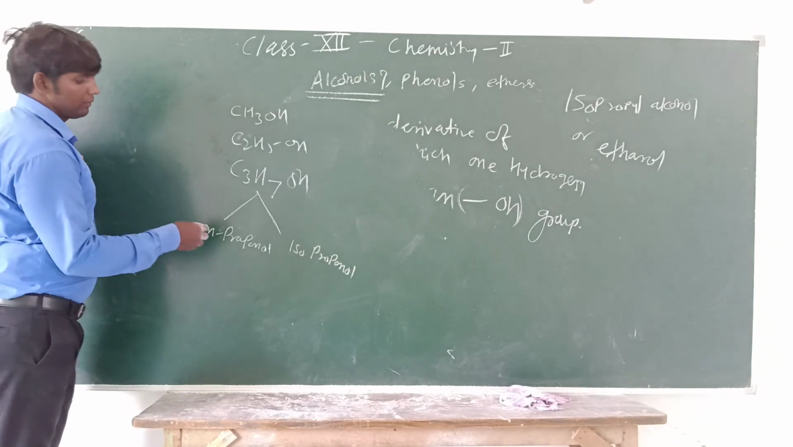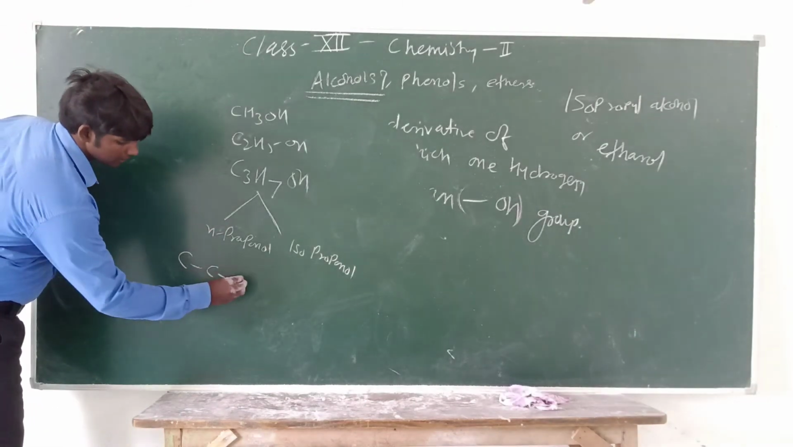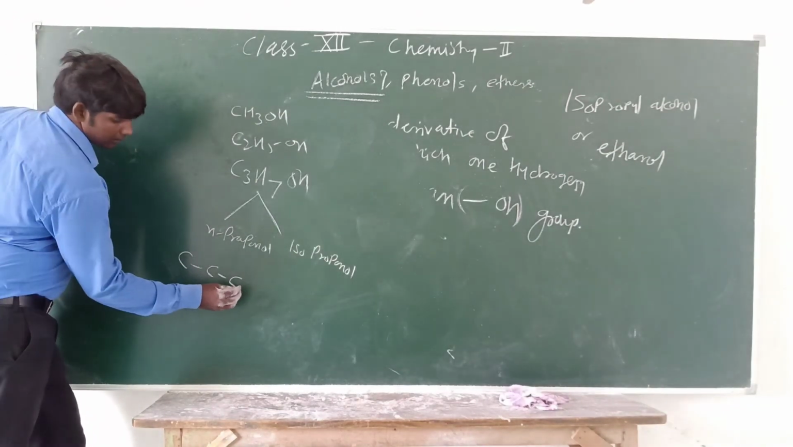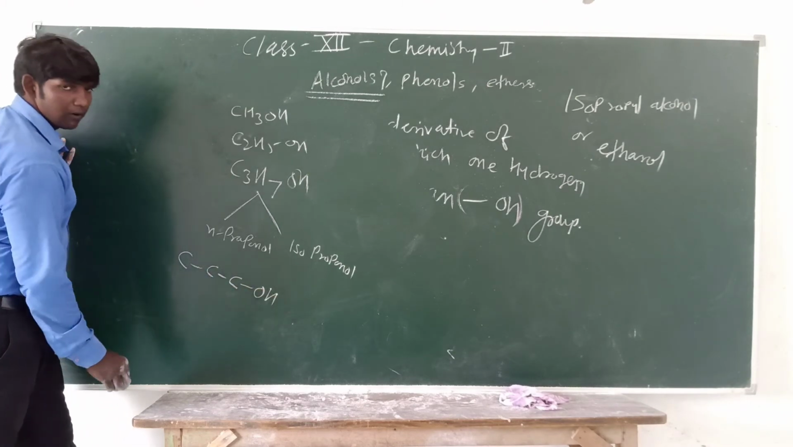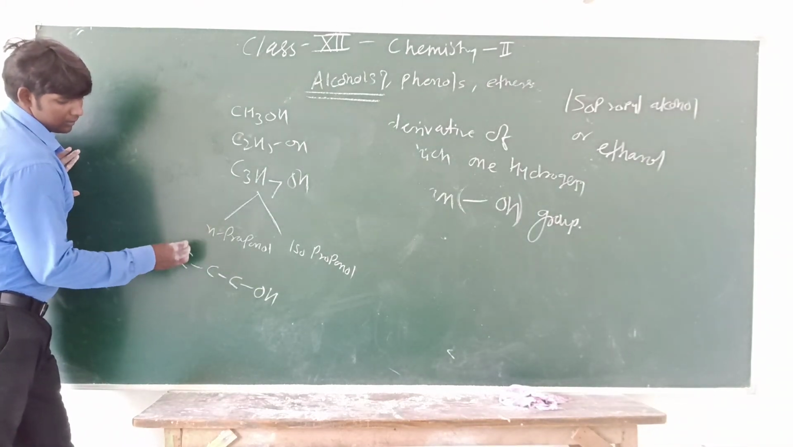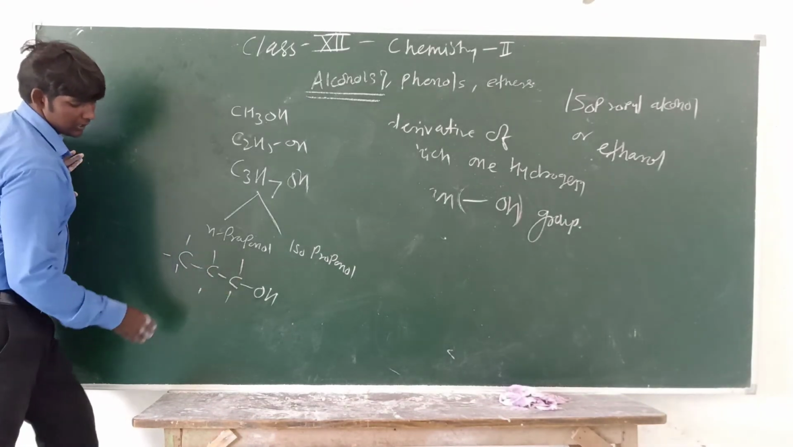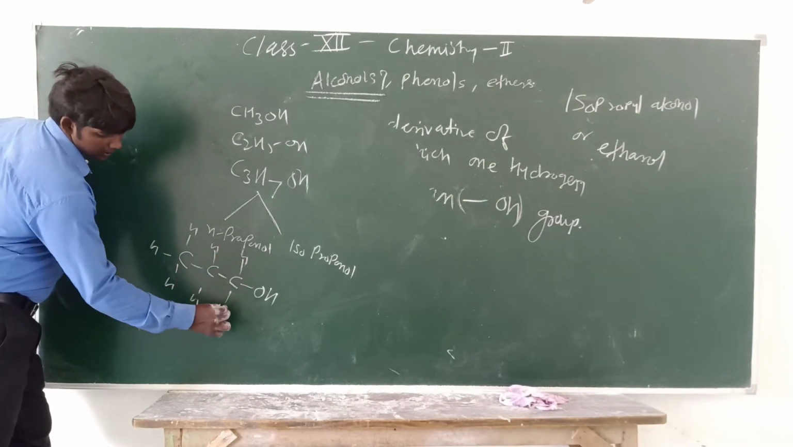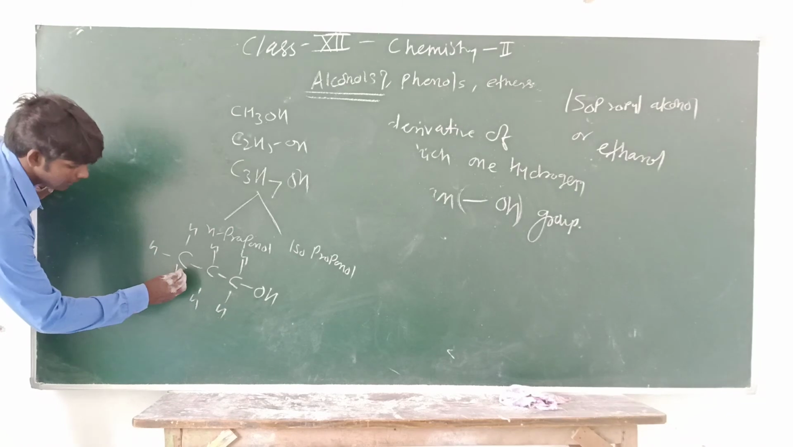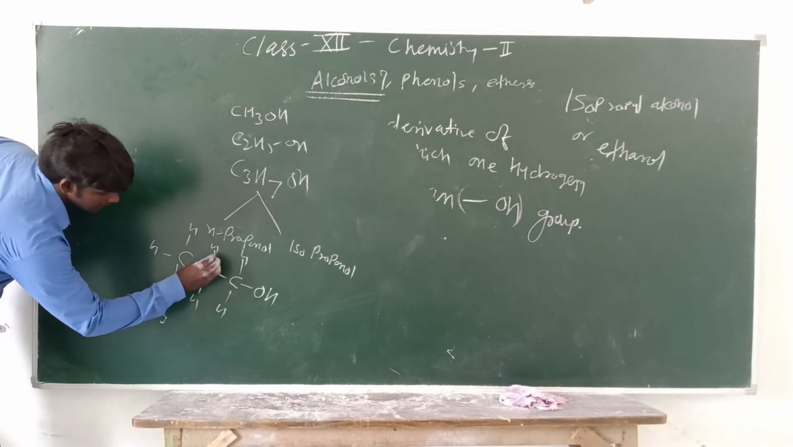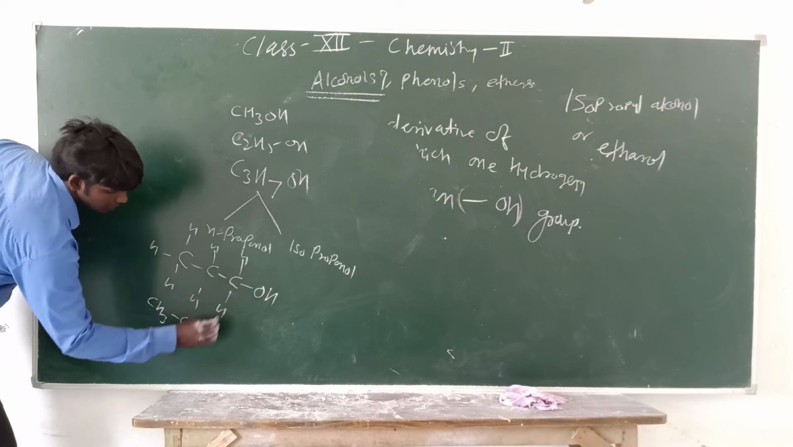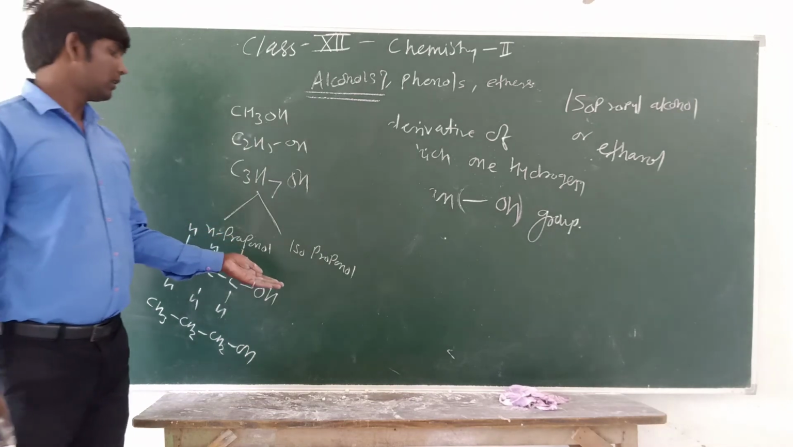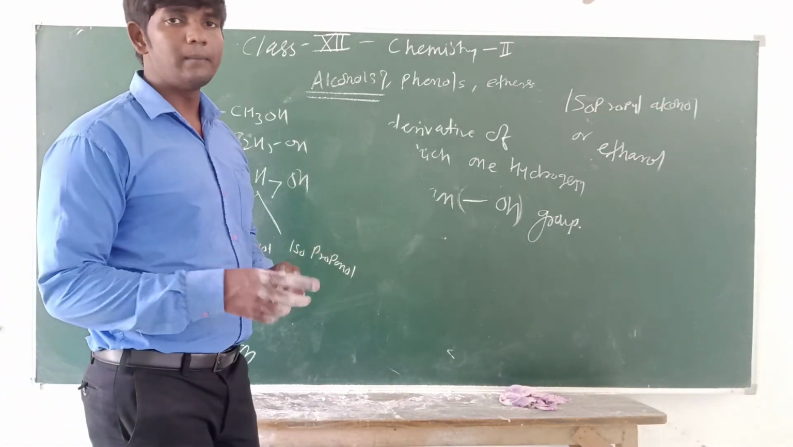Because here there are 3 carbons, and on one end carbon we write the hydroxyl group, and on all the left-over bonds we write hydrogen. See, this is hydrogen, hydrogen, hydrogen. So we simply write CH3, CH2, CH2, then OH. This is normal n-propanol. What is iso? Iso is nothing but 2-propanol.